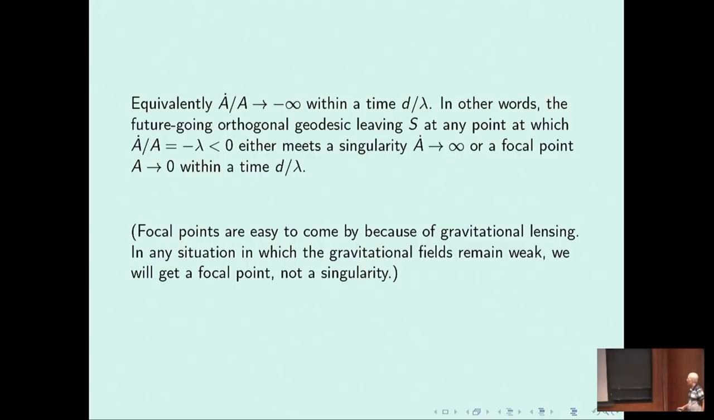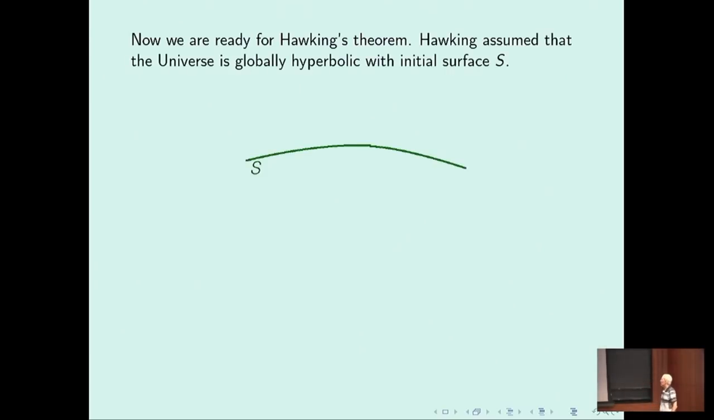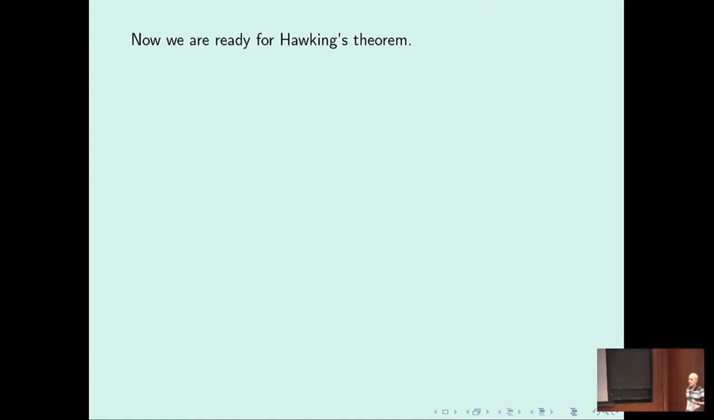So in any situation where the gravitational fields are weak, you're going to get focal points, not singularities. So now we're ready for Hawking's theorem about the Big Bang. Hawking assumed the universe is globally hyperbolic with an... Actually, before I present the theorem, I'll stop for questions.